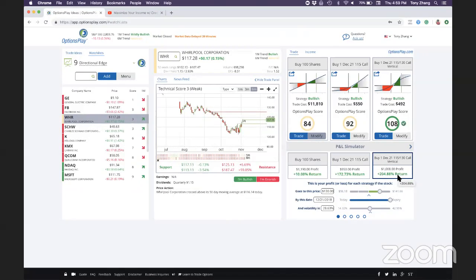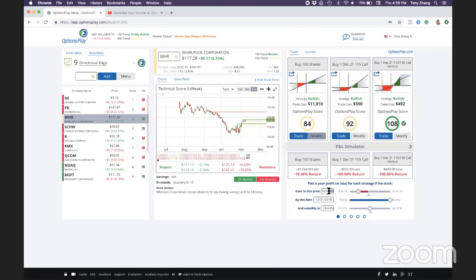So this is really where I'm able to maximize the amount of capital that I'm risking. Instead of risking $11,000 to buy 100 shares of stock, I can risk only $500 and really magnify my returns. And that's really how you're going to be able to get a 204% return versus only a 10% return. So the same amount of profit, but only putting up about 5% of the capital it takes to buy 100 shares of the stock, which really works in your favor if it doesn't go in your direction.